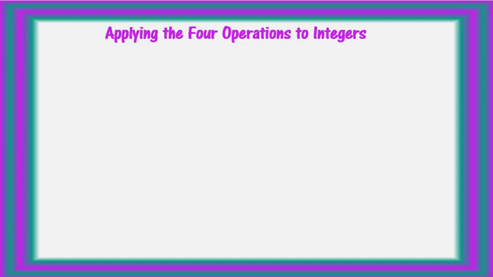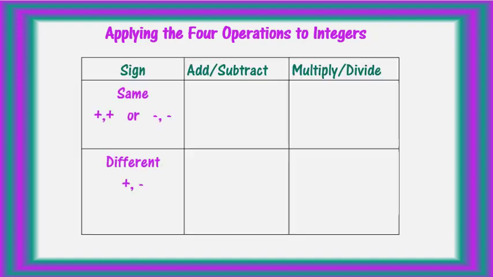In order to have a clear understanding of how to solve equations, we're going to open with a quick review on how to apply the 4 operations to integers. 4 operations: addition, subtraction, multiplication, and division. We are going to go through an organizational chart that will help us remember all of the different ways that we can work with integers.